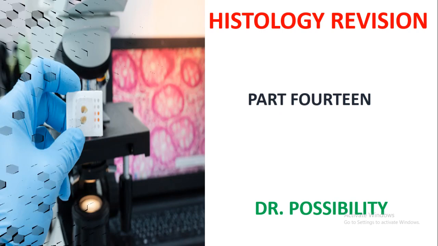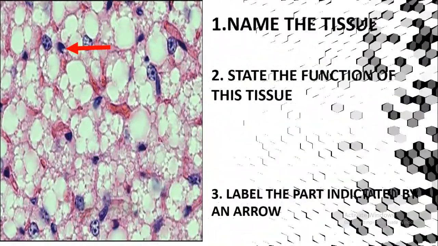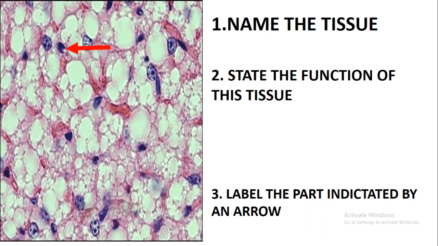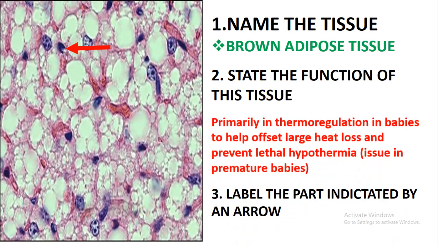Let's quickly get started. In this question, we have been asked to name the tissue. If you look at this tissue, it is just the adipose tissue, specifically the brown adipose tissue. State the function of this tissue. This tissue plays a role in thermoregulation of babies, and this helps to offset large heat loss, and also it prevents lethal hypothermia.